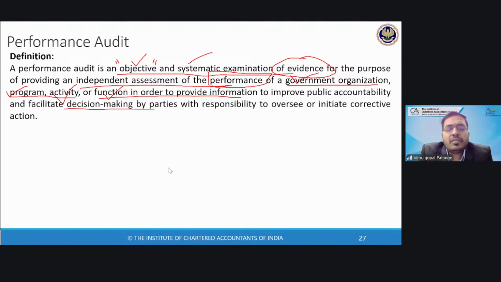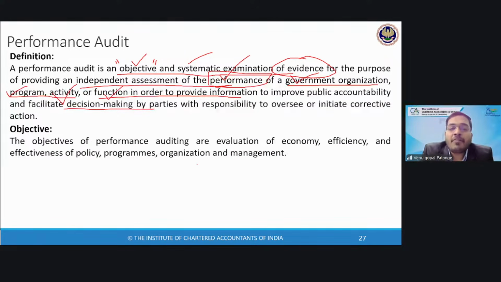So what is a function? Purchase department is a function. HR department is a function. What is an activity? Some specific thing they are doing. So that's an activity, right? So why are these people spending money for public welfare? Whether they are spending it rightly or not, that has to be checked. That is the part of performance. So we'll understand more once we discuss the objective.